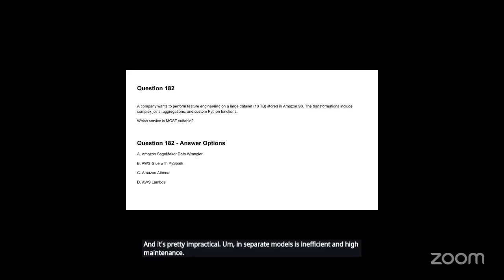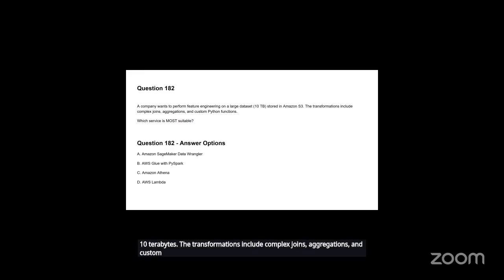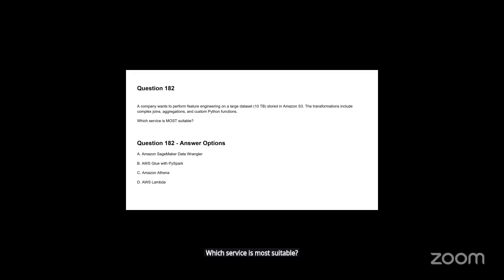Question 182. A company wants to perform feature engineering on a large data set stored in S3, 10 terabytes. The transformations include complex joins, aggregations, and custom Python functions. Which service is most suitable? SageMaker Data Wrangler, Glue with PySpark, Athena, or Lambda?